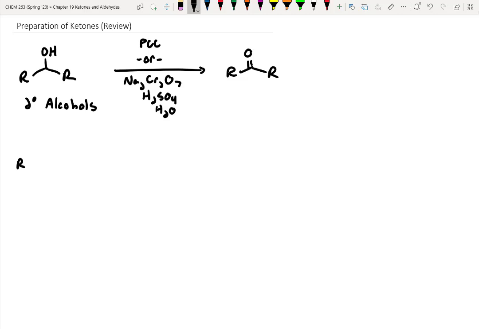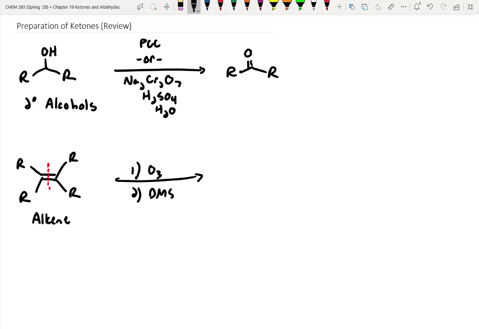We can also make this from alkenes, kind of like what we saw with the aldehyde example. But in this case, your alkene needs to have no hydrogens on it, otherwise you'll get at least one equivalent of an aldehyde. And just like we saw before, you need ozone followed by dimethyl sulfide, or zinc and water, doesn't really matter. And you're going to get two equivalents of your ketone.